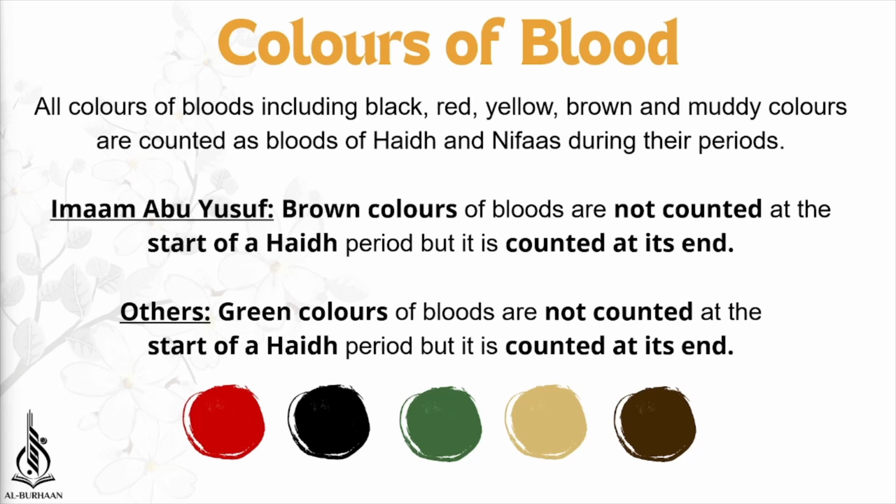Other scholars hold the view that green colors of blood are not counted at the start of a Haidh period, but are counted at its end. So you see these two different views regarding brown and green. This is mentioned in the text of the Fuqaha, where they explain these differences.